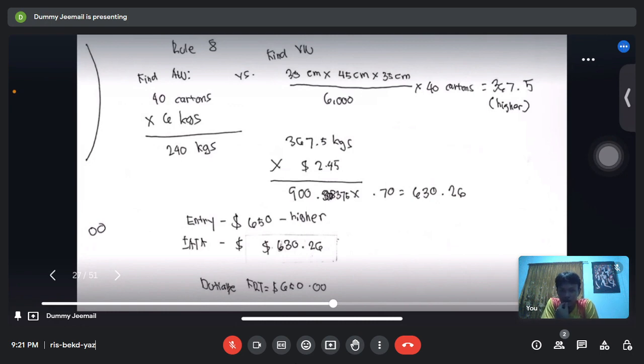So, rule number 8. First, same as rule number 7, we have to find our actual weight and our volume weight. We have 40 cartons as units, multiplied by the kilograms per unit, and we get 240 kilograms. Next, we find our volume weight: 35 centimeters times 45 centimeters times 35 centimeters. 35 times 45 times 35 is equal to 55,125. Then we divide it by 6,000.